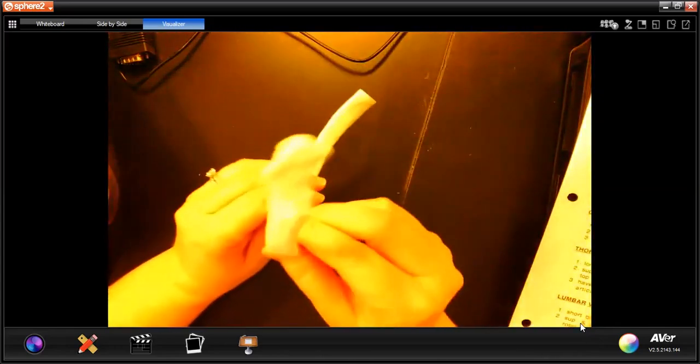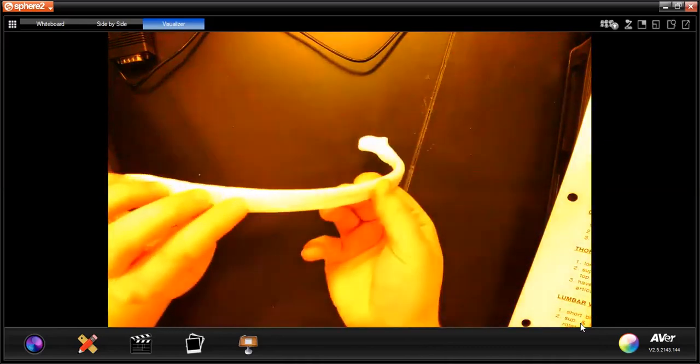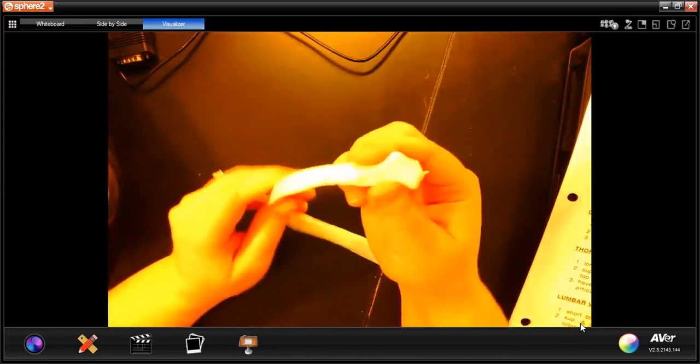Speaking of a rib, here we go. This is a rib. This structure, this is the sternal side of the rib. The vertebral side of the rib is very flat. And it just connects directly to the vertebrae.